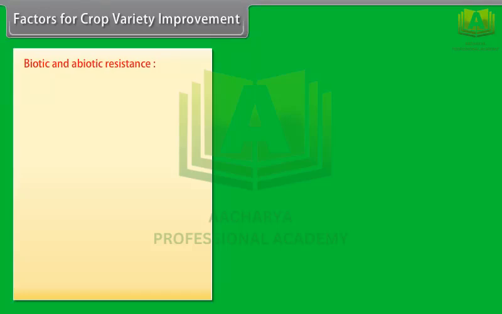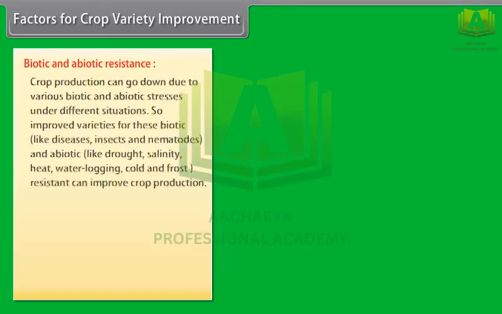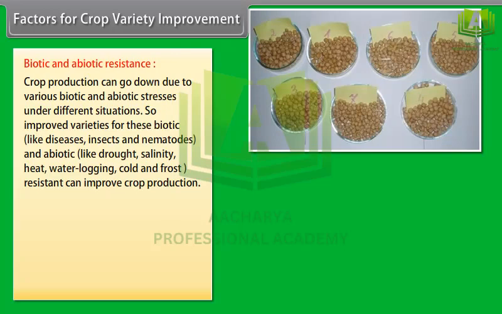Biotic and abiotic resistance. Crop production can go down due to various biotic and abiotic stresses under different situations. So, improved varieties for these biotic stresses, like diseases, insects, and nematodes, and abiotic stresses, like drought, salinity, heat, waterlogging, cold, and frost resistance, can improve crop production.